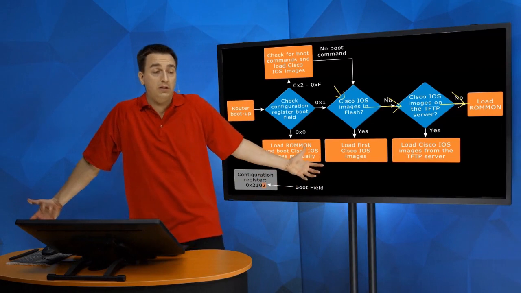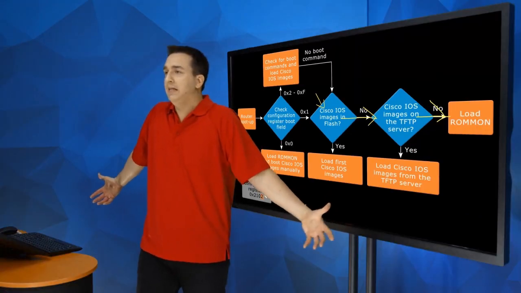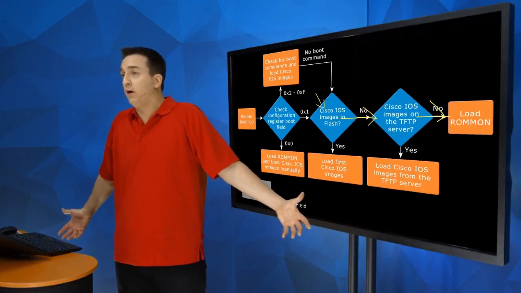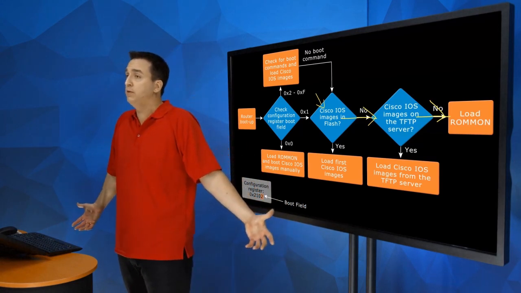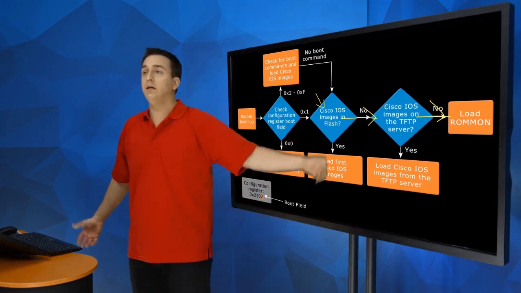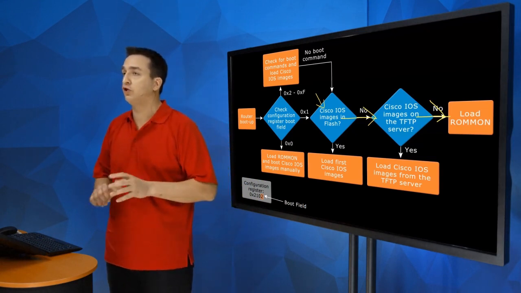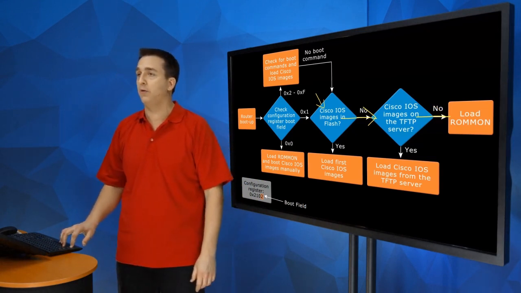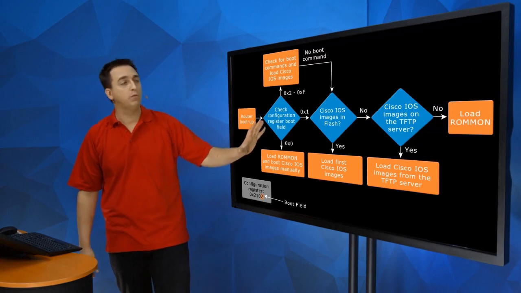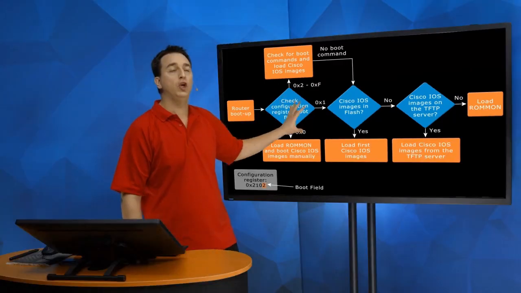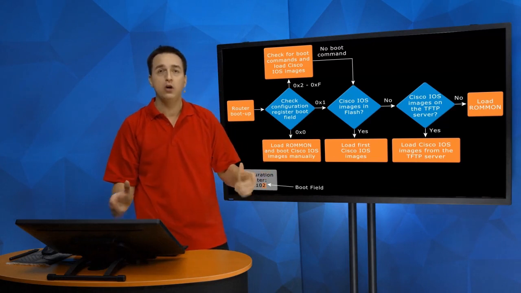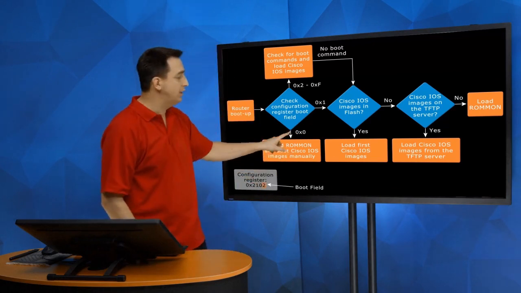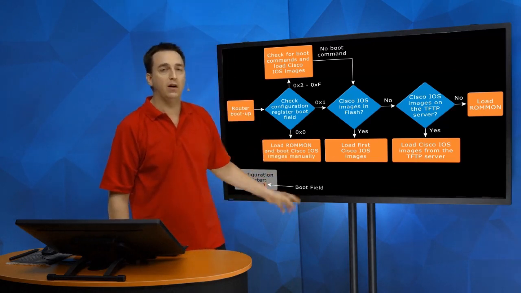You don't have an IOS image, so it's time for you to get a new IOS image or figure out why that IOS image is not loading from Flash. Maybe Flash is corrupted. Who knows? But in the end, you end up in ROM-MON mode. So there's 2 ways to end up in ROM-MON mode. I want you to realize that. You can end up in ROM-MON mode because you could not find an IOS image at all to load, or you are forced there by having a boot field of 0.